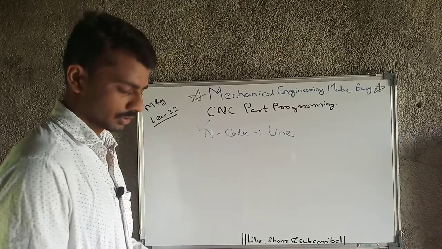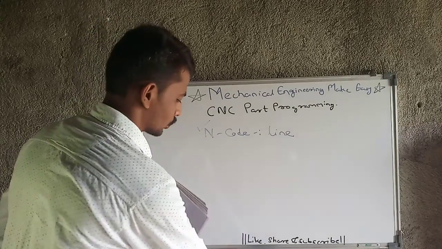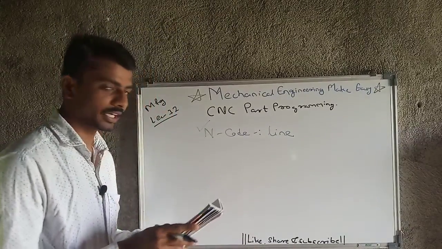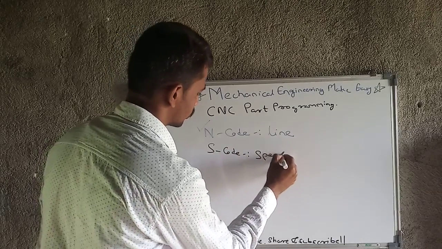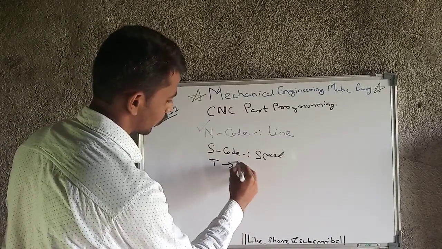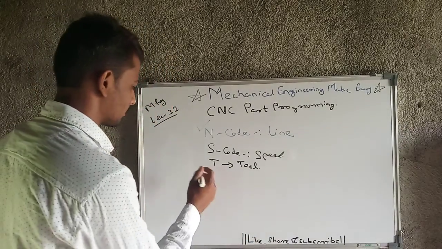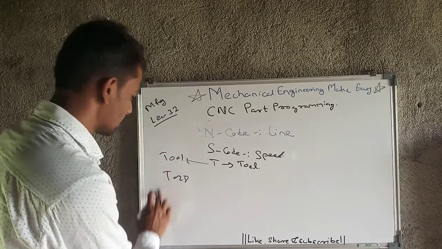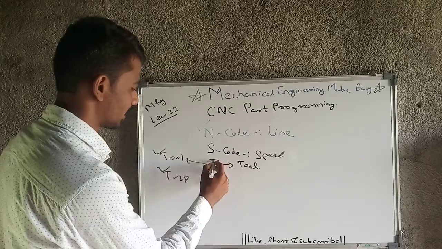Then what is next? Next is the S code. S code is denoted for speed during the cutting operation. Then next is the T code. T is for tool. For every tool a specific number will be there, for example T001, T028 etc. These are the specific codes for specific tools, and that will be denoted by T.